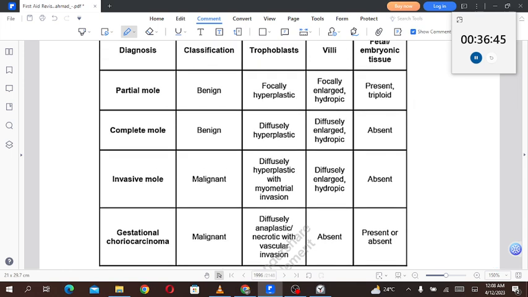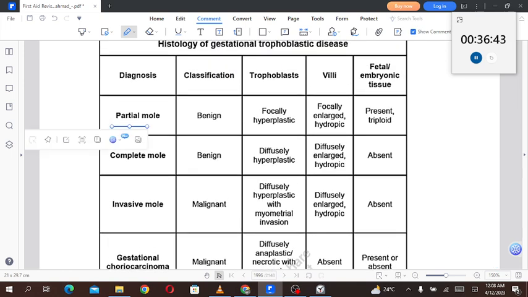So here we have it. Like for the partial mole, the classification, it is kind of a benign condition. Trophoblast focally hyperplastic villi, they will be focally enlarged and hydropic. Hydropic means admixtures, and fetal embryonic tissue is present, and there will be a triploid configuration, that is 69 chromosomes in different configurations of the sex chromosomes like XXX, XXY or XYY.